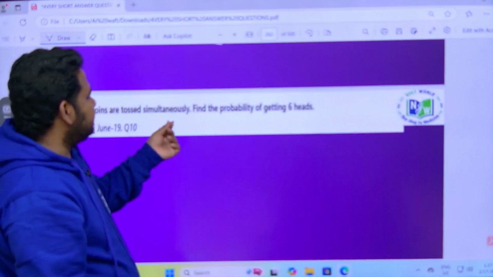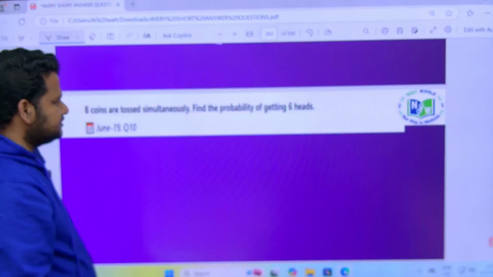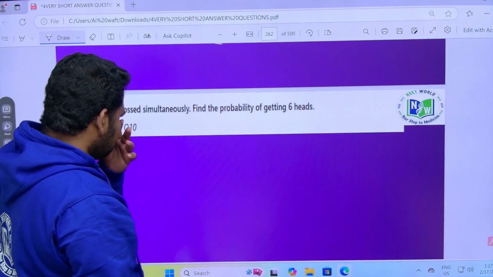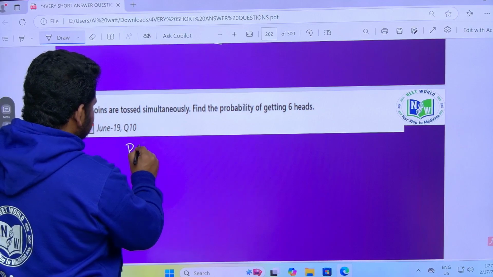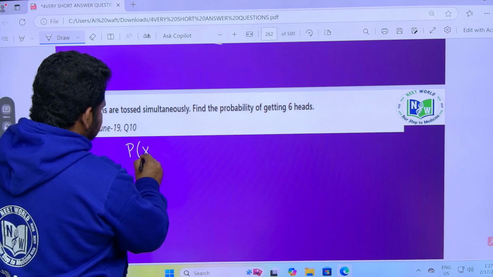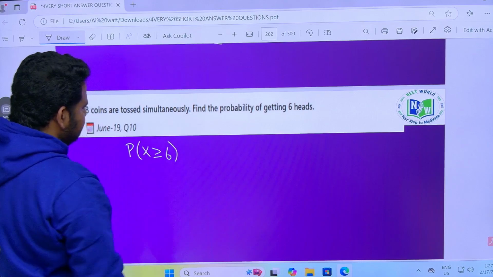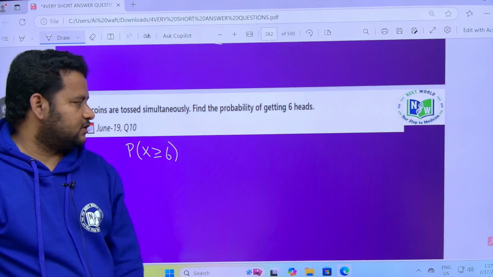8 coins are tossed simultaneously. Find the probability of getting at least 6 heads, that is, 6 heads and above. So here we have to find P of X greater than or equal to 6.